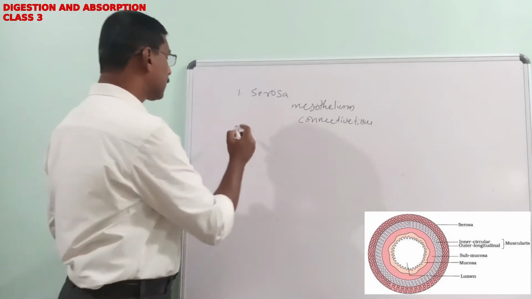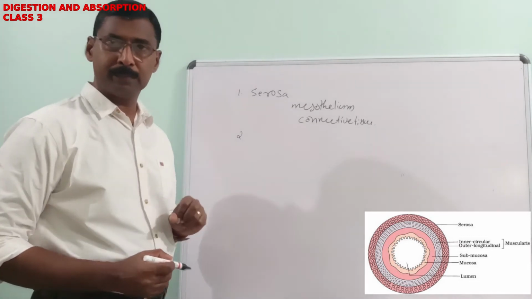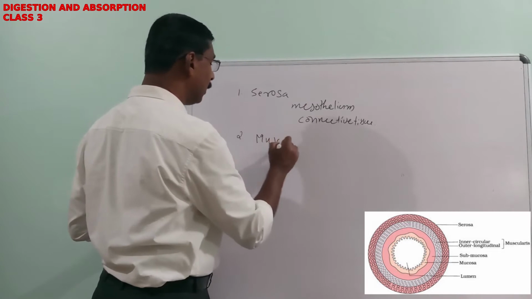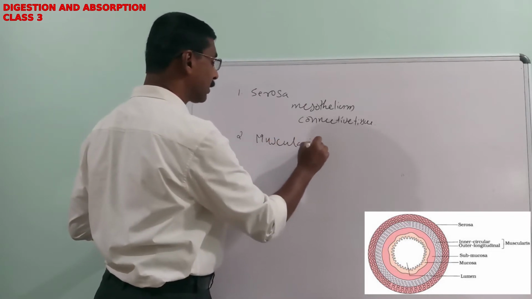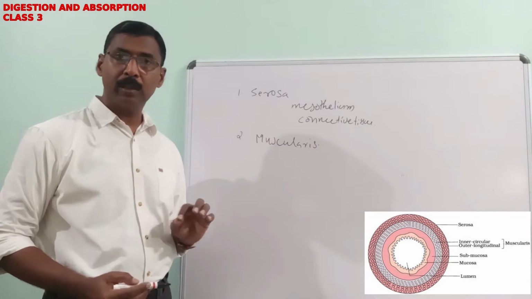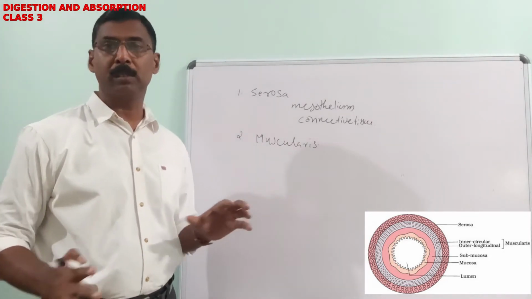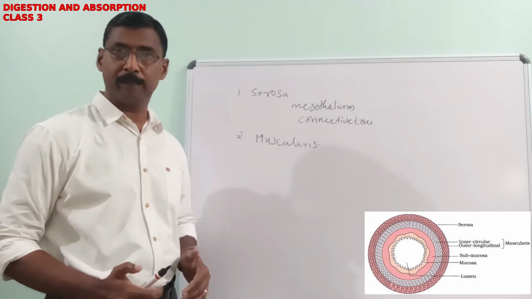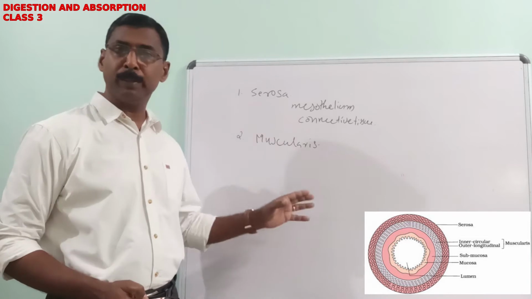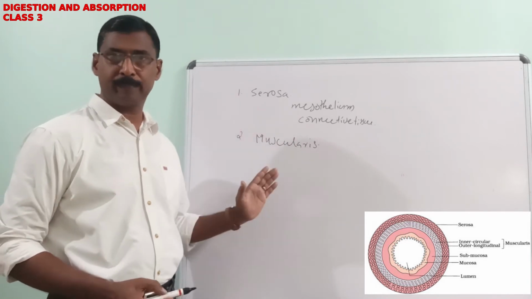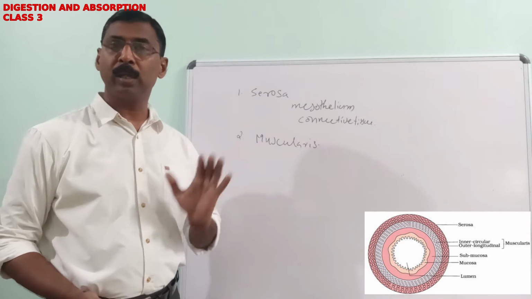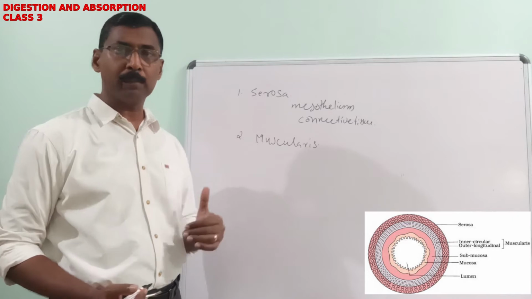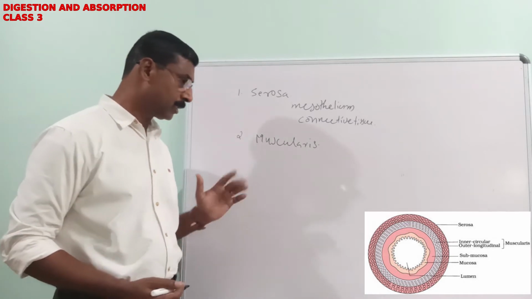Okay. Now the second layer from outside is a layer called muscularis. As the name indicates, this layer is made up of muscle, visceral muscle, smooth muscle. So 2 types of muscles are present in the layer muscularis: a circular muscle layer and a longitudinal muscle layer.